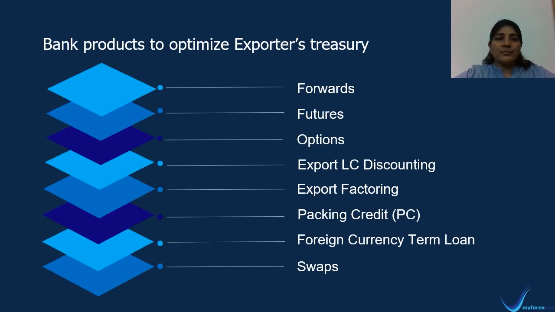Now, which are the different bank products which are there to optimize the exporter's treasury? The banks have evolved over the years and now offer many treasury products to their clients in this competitive banking industry. The exporter looks to optimize the products depending on their requirement. There are several products which are outlined here. Let's understand them briefly: forwards, futures, options, export LC discounting, export factoring, packing credit, foreign currency term loan, and swaps.